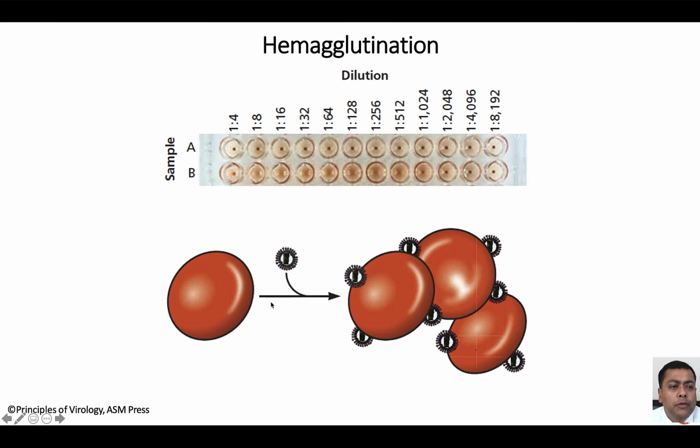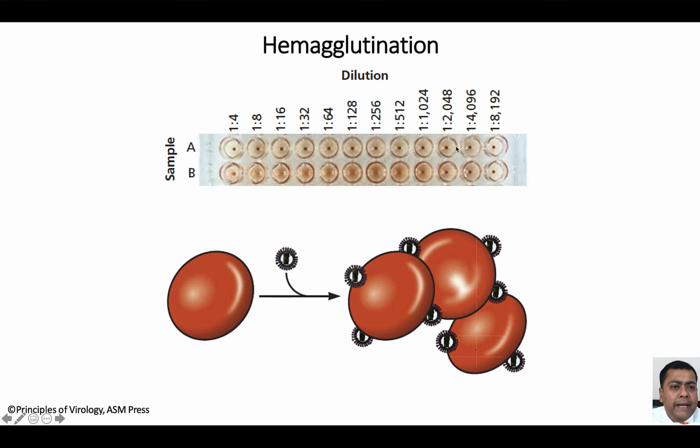So here what you do is add the viral particle with the red blood cells, and it's going to clump the red blood cells together, which we call agglutination, or hemagglutination, the clumping of red blood cells. So what we are seeing right here in these microwell plates, you dilute the virus, say 1:4 all the way up to say 1:8192, 8,000 times. And then you take these red blood cells and put a certain amount of red blood cells in each well.